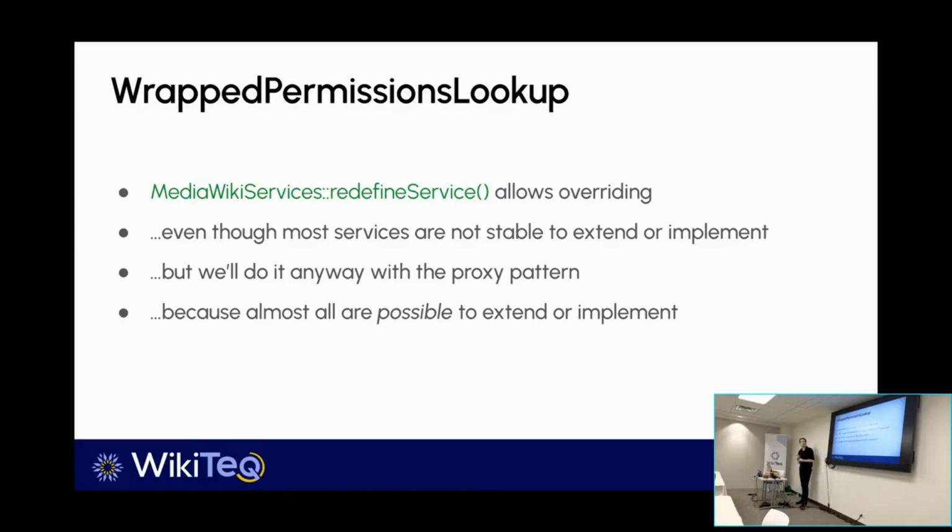And there were maybe 7 services that were stable to implement or override. Config: the get main config will return a config instance, and that is an interface that you can implement yourself. So we're kind of in a gray area where it's possible, and MediaWiki provides a clear way to do it, but it's unstable. And we're going to do it. Because among those services that it's possible to override is group permissions lookup, which is possible to extend. It's not stable to extend, but it's not marked as final.